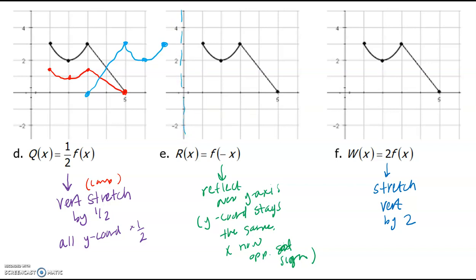And then this last one, vertical stretch by 2, so everything's going to go up by 2. So this one that is at 3, and it's going to be at 6. This one will also be at 6. This will be at 4. And again, the 0 remains unchanged.